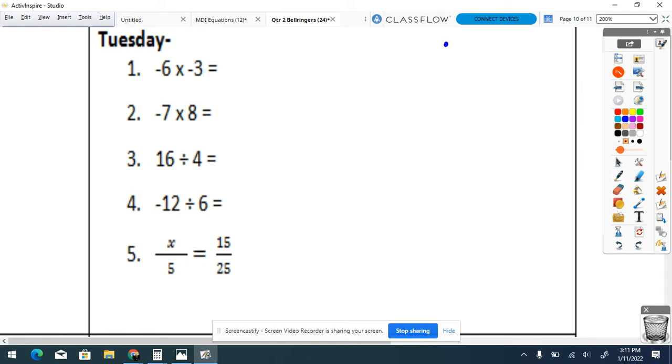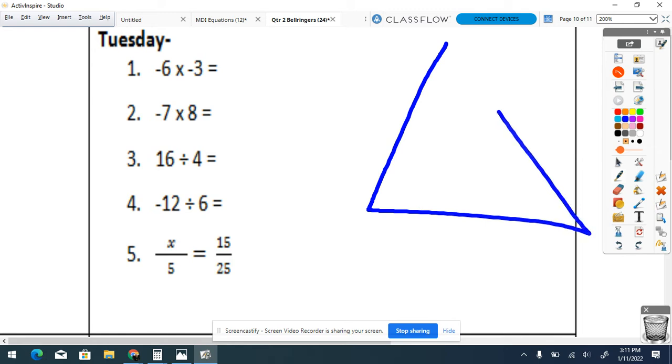So if you remember from yesterday, our little trick to solving these is making the triangle. And the triangle goes negative, negative, positive. So let's look at number 1. I have -6 times -3.